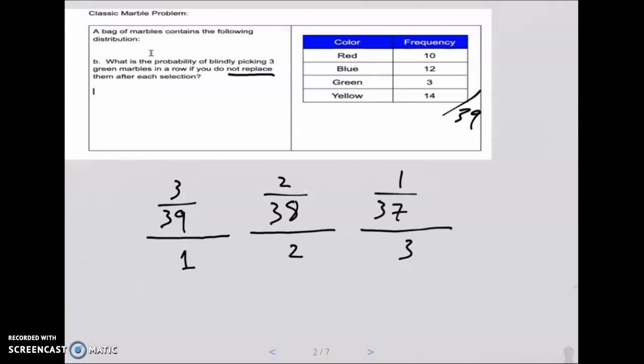These are not independent events because every time you pick a green marble, it affects the probability of picking a green marble on the next try. So we accounted for that by subtracting 1 every single time. And then they're combined events, so we can multiply them together. So we're going to go 3 out of 39 times 2 out of 38 times 1 out of 37. That's going to give us, if I hit math, enter, enter, a very small probability, 1 out of 9,139.